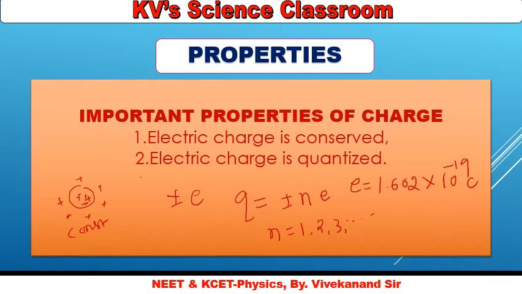This is how the second property explains the quantization of electric charge. Electric charges are quantized. They are available in integral multiples, but not in 1/4, half, 3/4 and so on. They are available only in integral multiples. These two properties are clear. The first property is that electric charge is conserved. The second property is that it is quantized.